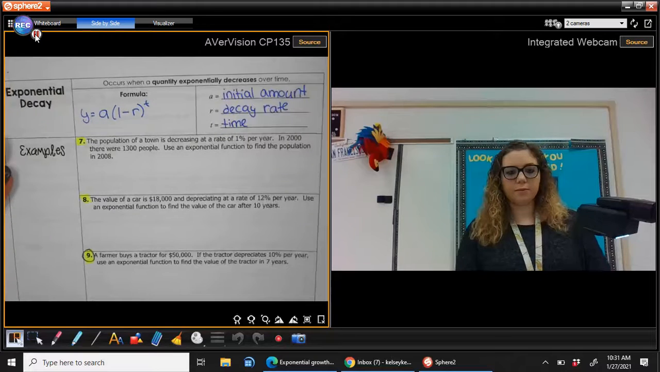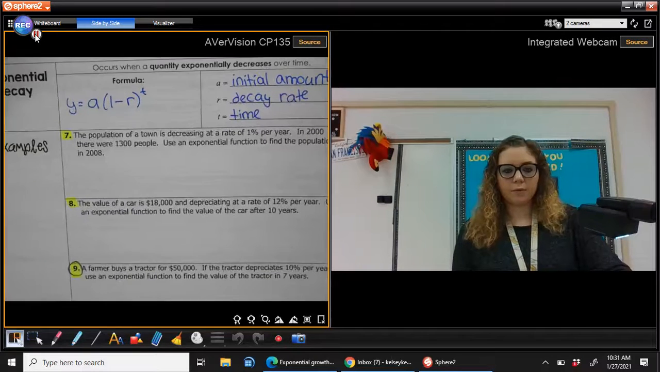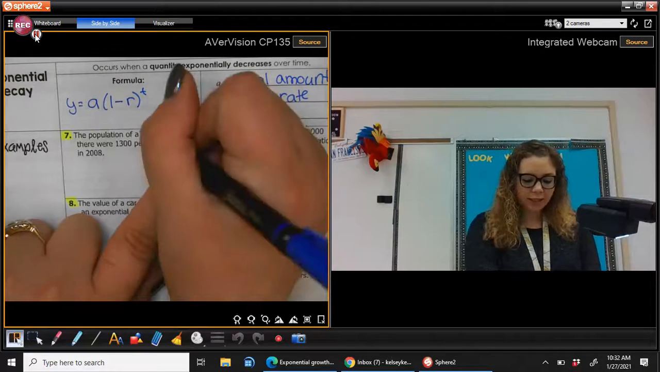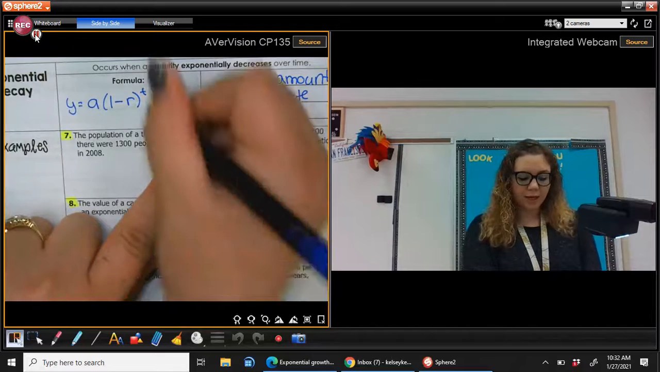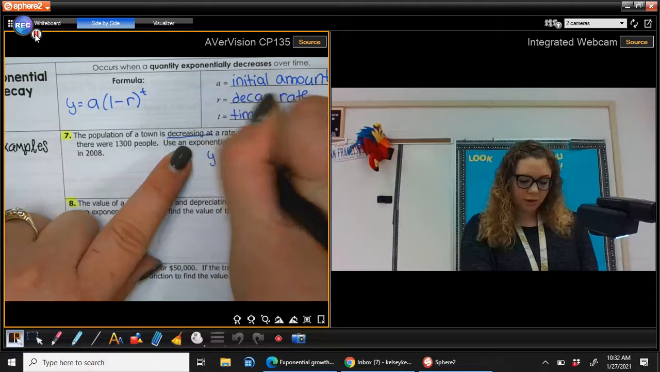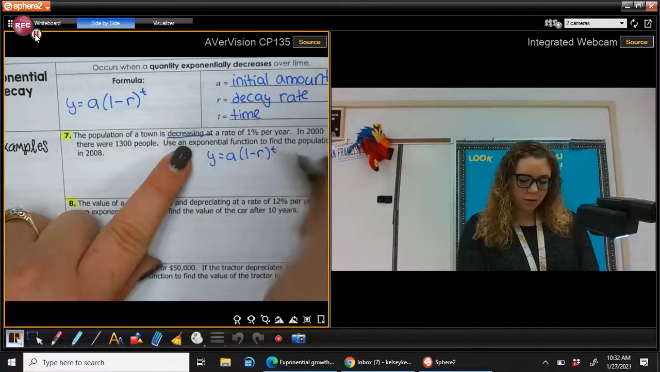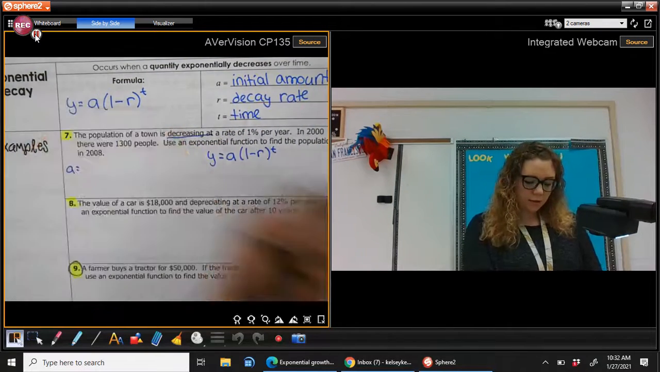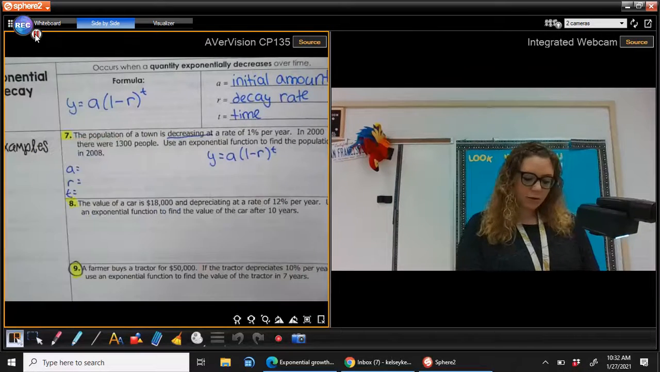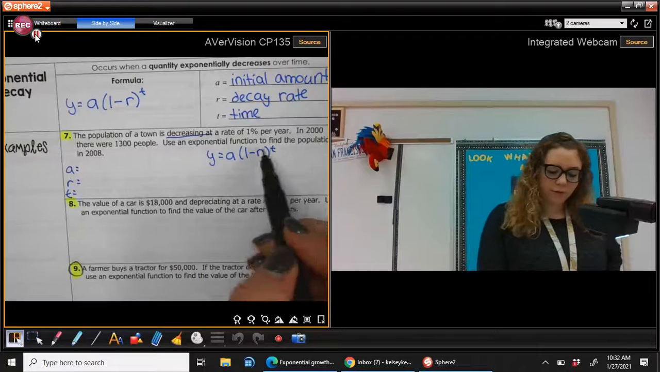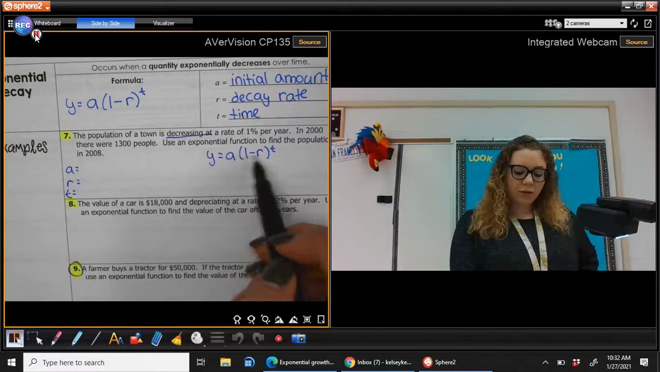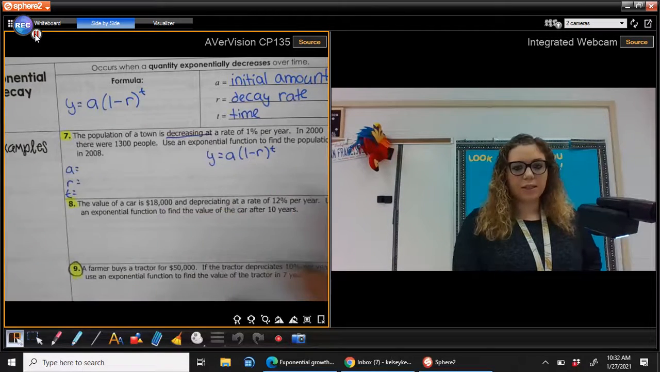So let's read. The population of a town is decreasing at a rate. So decreasing is going to mean we're going to use my exponential decay. So I'm going to do 1 minus r. I'm going to have A, r, and t. It's decreasing at a rate of 1% per year. In 2000, there were 1,300 people. Use the exponential function to find the population in 2008.